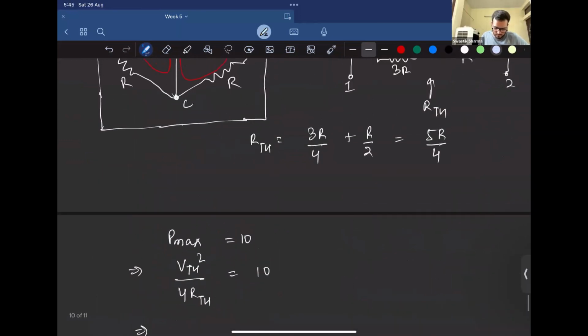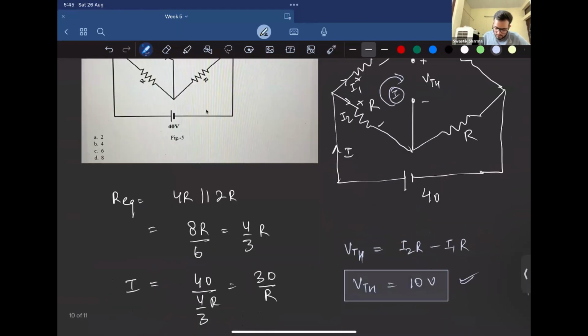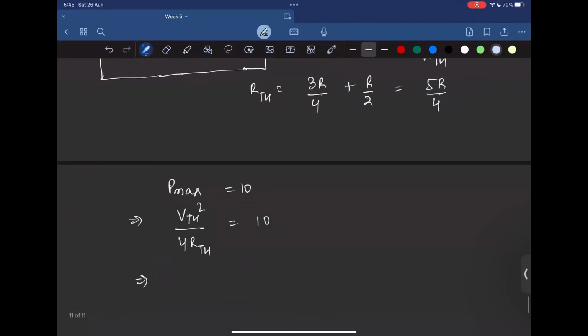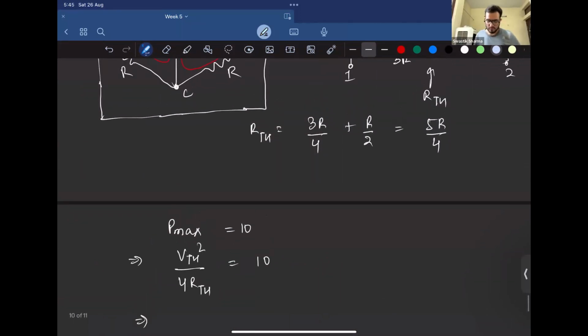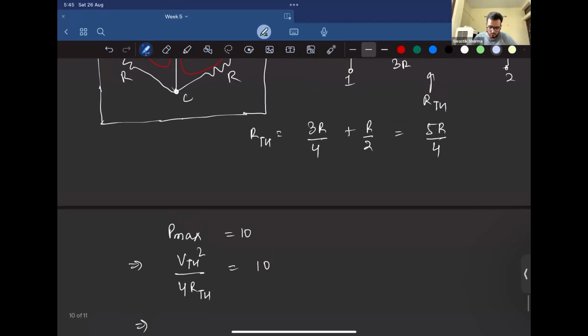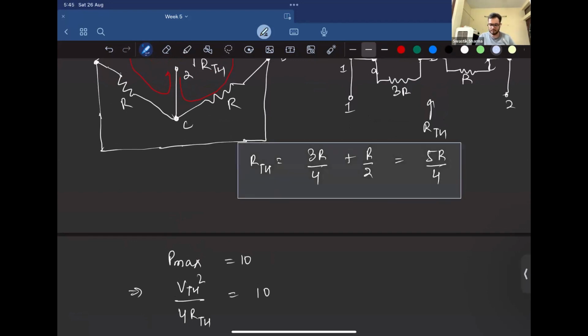So you found the value of R. I didn't quite get you. So what were you saying? RTH is equal to 5 by 2. 5 by 2? No, it would be 5R by 4. Can you check again? No, RTH will be 5 by 2. No, my RTH came out to be 5R by 4. Can you check again? That's what I'm saying.